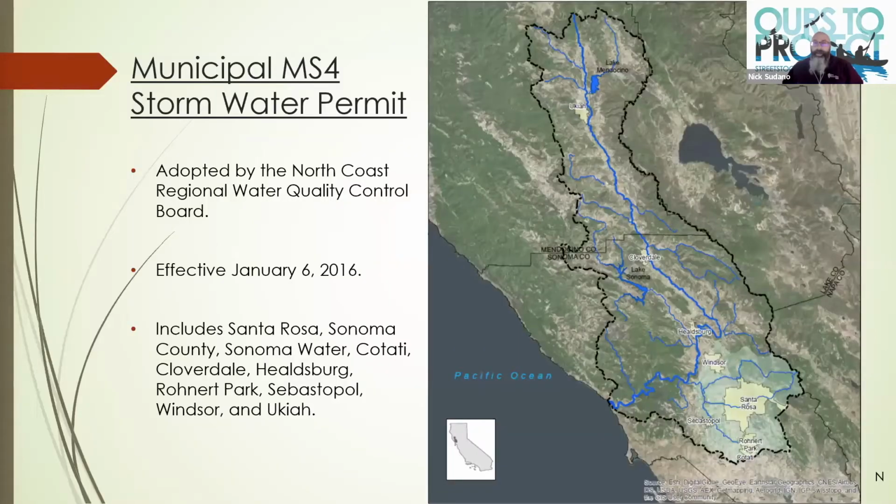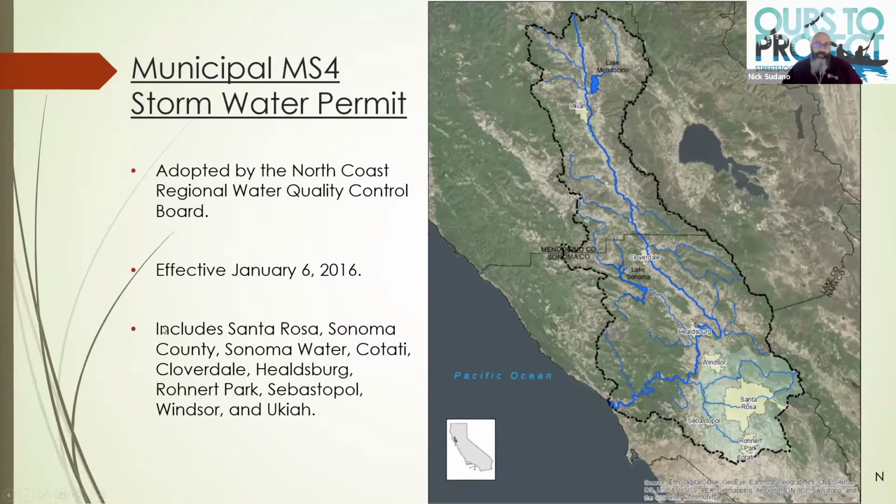So as Brendan talked about, it's our municipal MS4 stormwater permits that dictate the LID requirements that our region has. The MS4 permit is basically for the entire region from Cotati all the way north to Ukiah. So the 10 cities that you see down here are actually covered under the MS4.